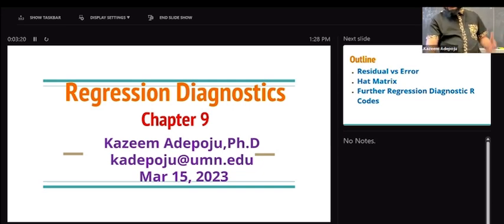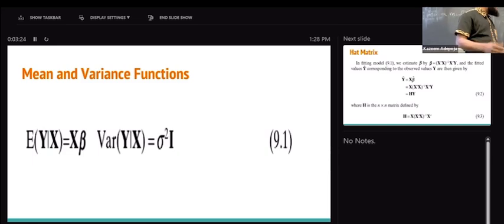Now, let me tell you this. When we're talking about regression diagnostics, when we're investigating assumptions, do you know that the assumptions we're talking about are centered on error? Assumptions that we talk about revolve around errors. And that is the reason why investigating assumptions, of course, we're always going to have something to do with the error.